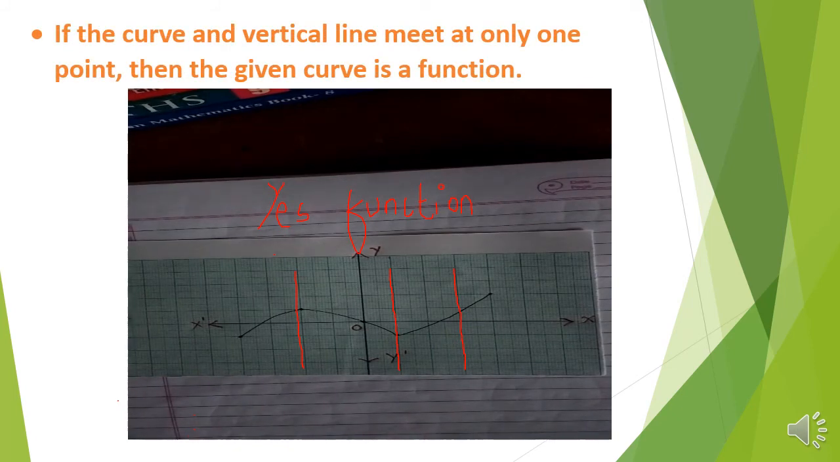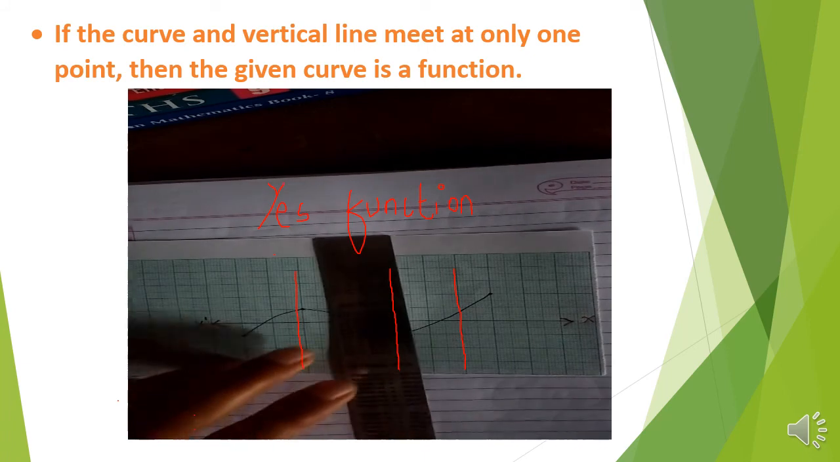Here is a graph of a curve, and we have to check whether this curve is a function or not. We check whether the curve is a function or not by a vertical line test. So we are going to draw a vertical line on the curve, and if the vertical line meets the curve at only one point, then it is a function. If it meets the curve at more than one point, then it is not a function.